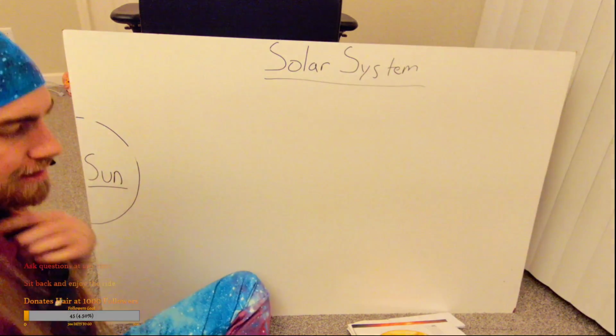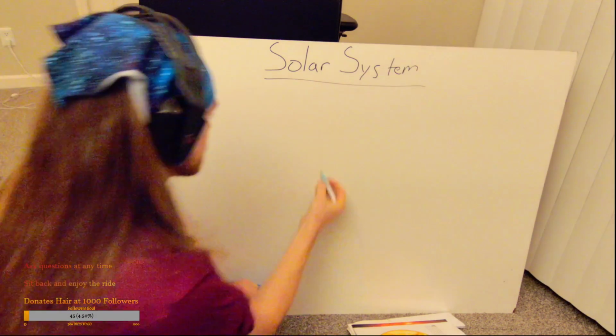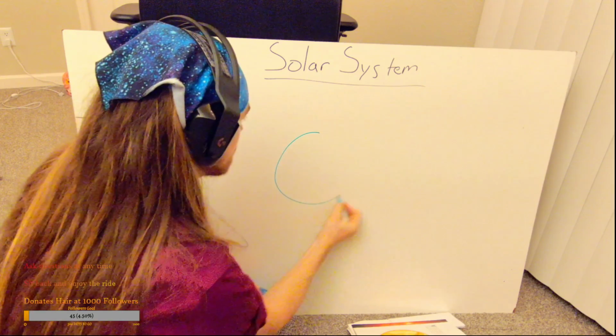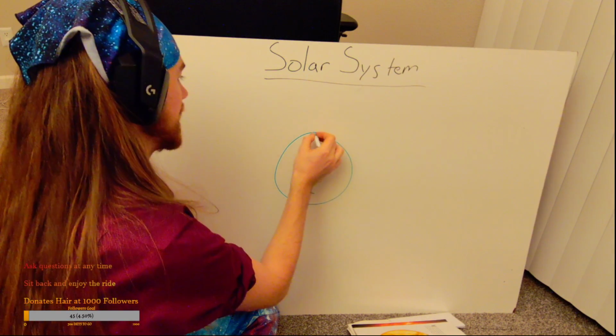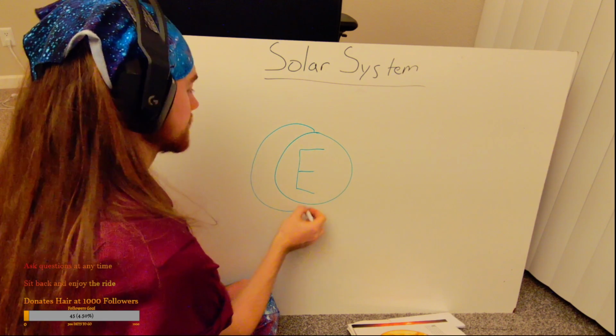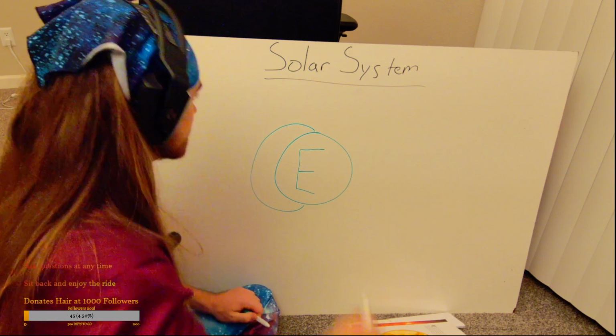The one thing I do like to talk about with Earth, just because not everybody's aware of it, is that Earth has a magnetic field, which I should do in a different color.